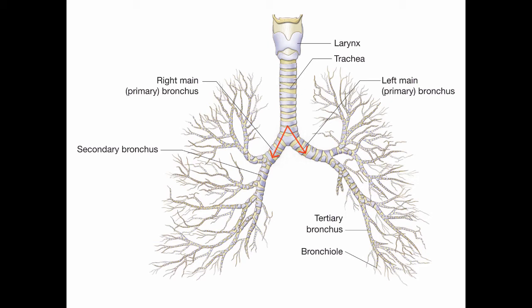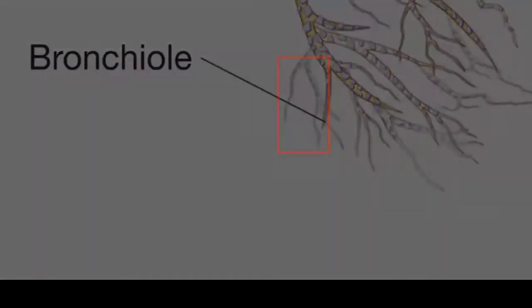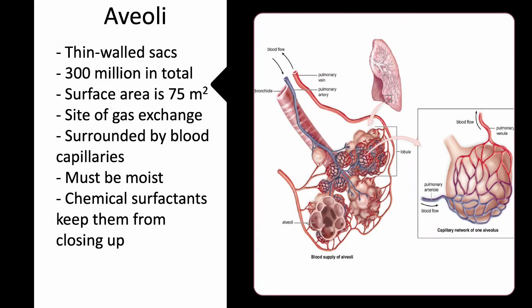These have a structure similar to the trachea. These in turn split up more and more into smaller diameter bronchi, until they finally reach the smallest diameter branches, called bronchioles, where they no longer have cartilage rings. At the end of the bronchioles are little bubble-shaped sacs called alveoli, which are the site of gas exchange. These thin-walled sacs total 300 million in our lungs. The total surface area is 75 meters squared on average, and each is surrounded by blood capillaries to allow for gas exchange. To keep them from collapsing, the lungs produce something called a chemical surfactant that keeps them from closing up, which makes them constantly moist.